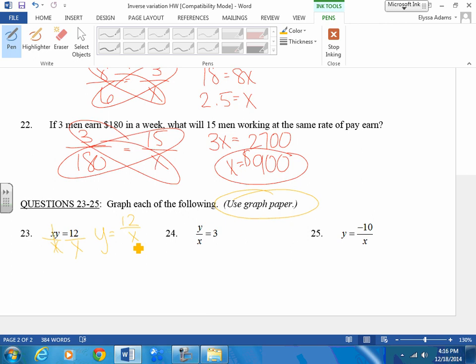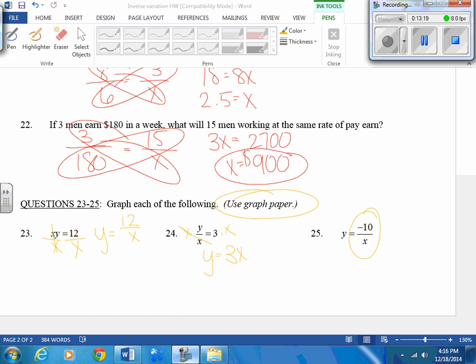Let me skip 24 for number 25. Y is already by itself. Put this in your calculator. You are also going to get something very weird. It is going to look very similar to what you got for 23. We are going to talk about this next class. And then for 24, y is not by itself, so you multiply both sides by x. You get y is equal to 3x. Graphing that should be easy because it is a line. And that is it. I am done.